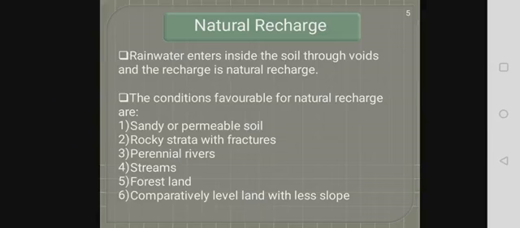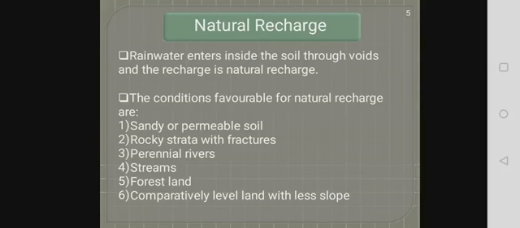Second is rocky strata with fractures. Fractures provide permeability for fluid movement such as water or any other. Fractures provide high permeability for water. That's why for natural recharge fractured rocks are needed.